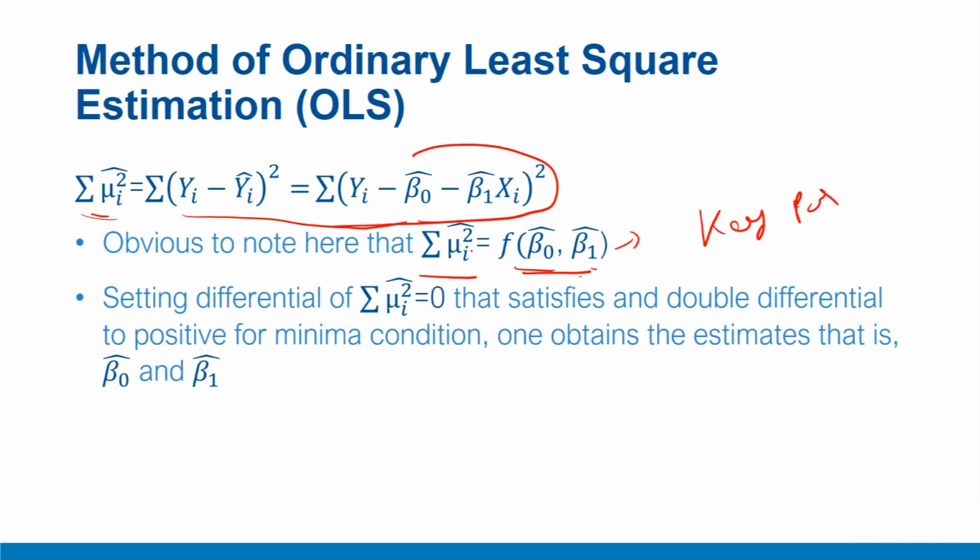Now a very regular simple scheme to minimize this: we want to minimize the squared residuals. We can set the partial differential with respect to our betas, the different parameter estimates beta naught hat and beta 1 hat, equal to 0, and then set the condition of the double differential to positive for the minima condition, to obtain the estimates of beta naught hat and beta 1 hat, as we will shortly see.